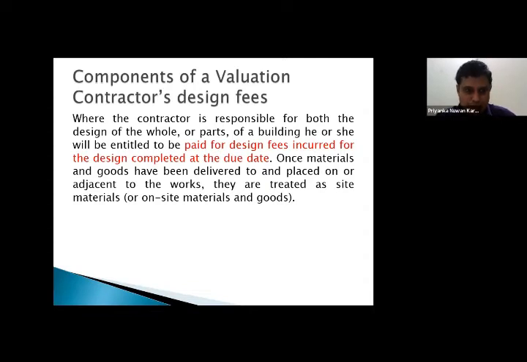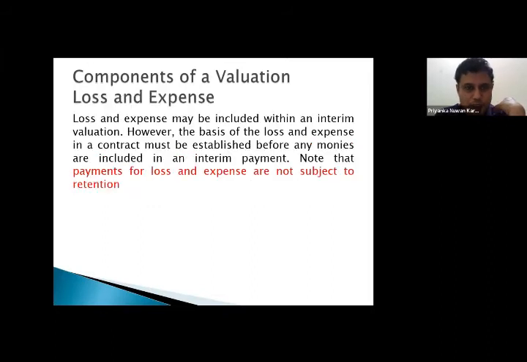Once the materials and goods have been, actually this part is not relevant to this one, I'm talking about design, so this part is not there. Paid the design fees incurred for the design completed due date. Then components of evaluation, the loss and expense.